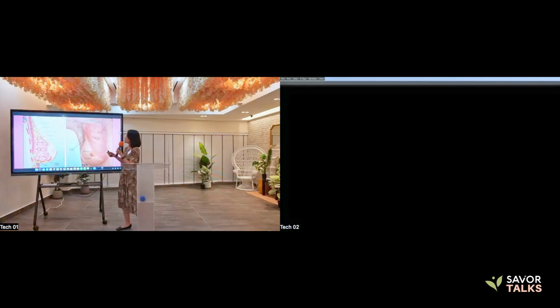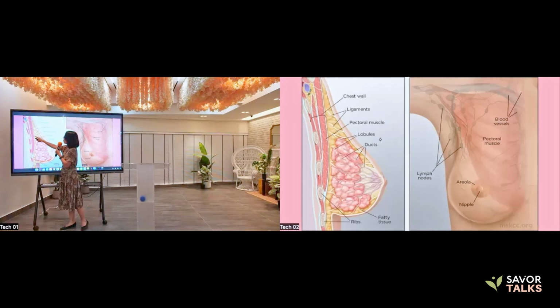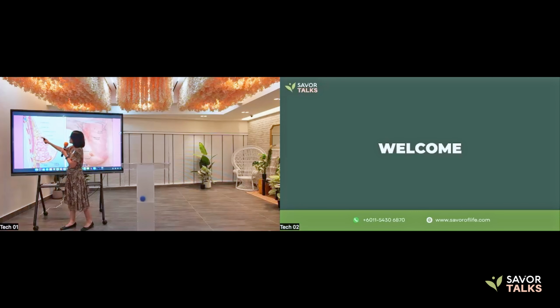And you can see there's a lot of fatty tissue as well. And there's ligament, okay, that holds the breast so that you keep its shape and also helps you to have a firm breast.